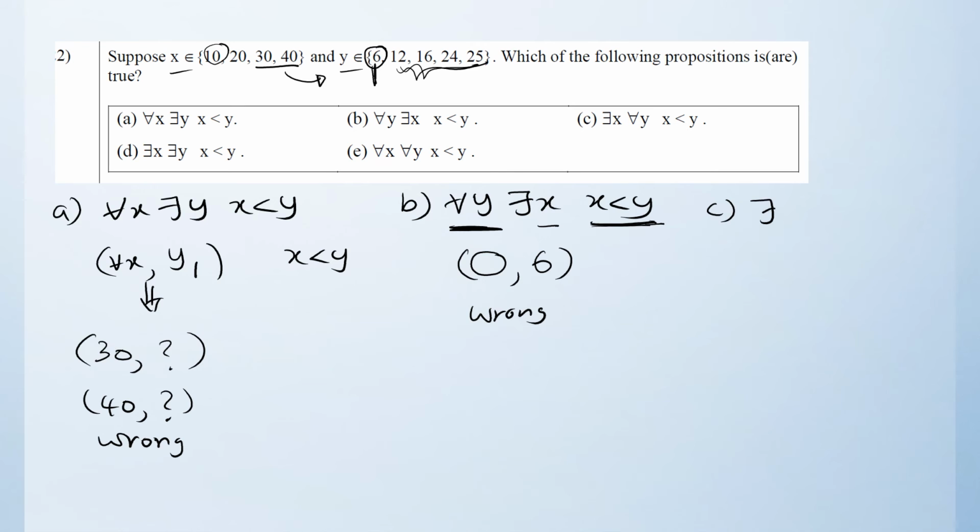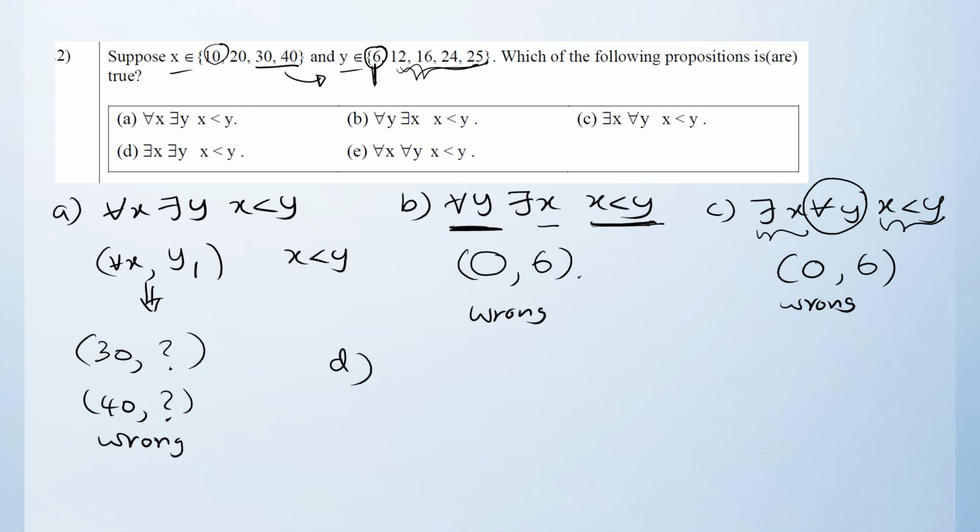C. There exists x, for all y, x less than y. This is the same as the proposition in part B, because here also we need at least one x which makes this relation true for all the y values. Same thing, we do not have an x value mapped with 6 in y. So this is also wrong.